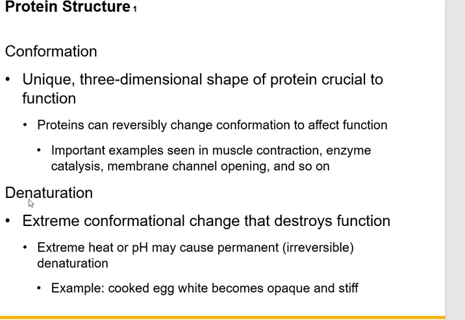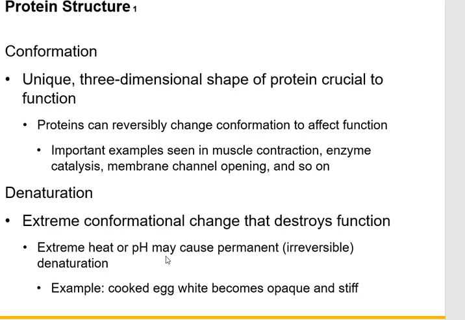Denaturation is going against what is natural. So we know what the natural shape should be of various proteins, but if we apply too much heat, if we apply an acid or a base, then you're going to change the structure. So if it is permanent and irreversible, you can't get it back.